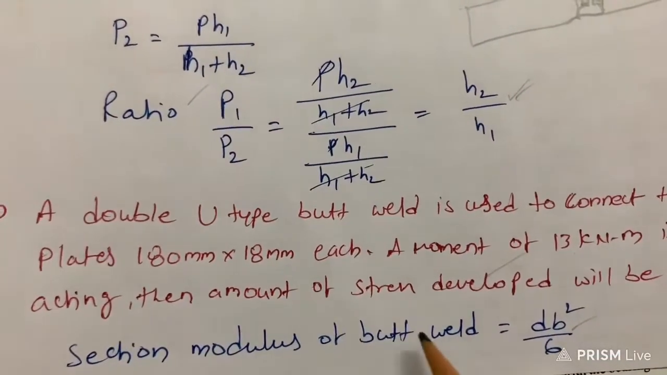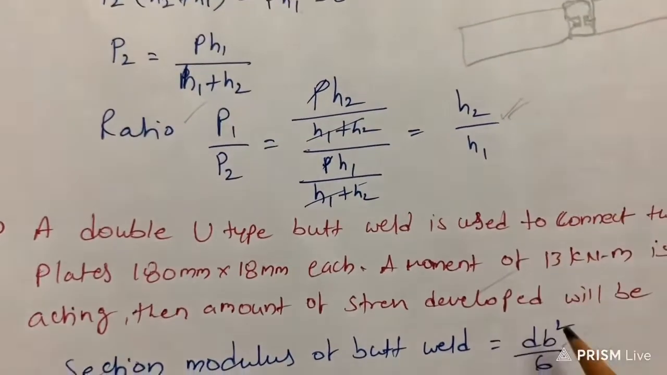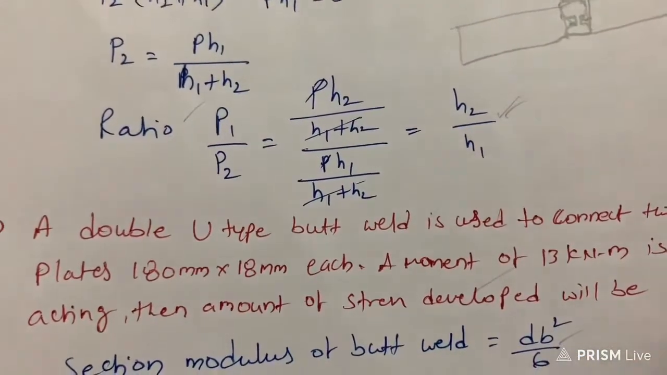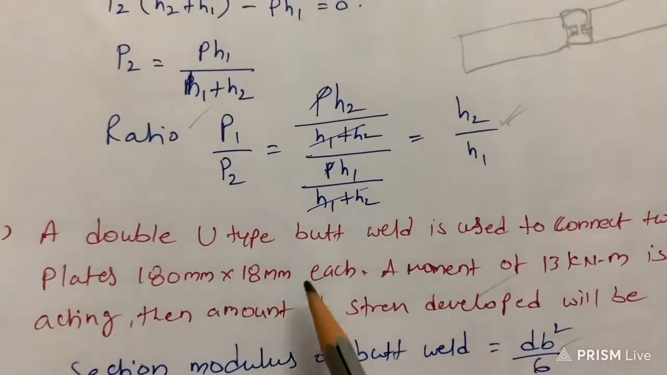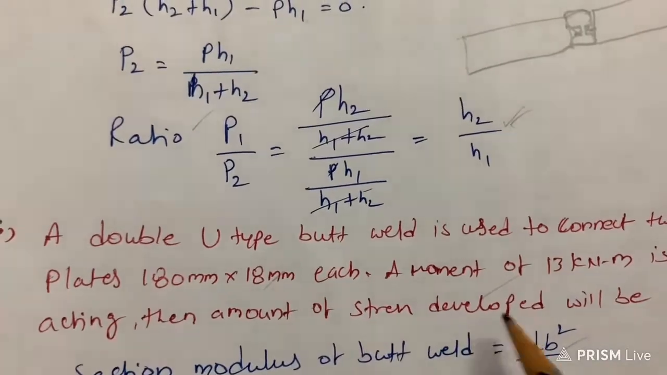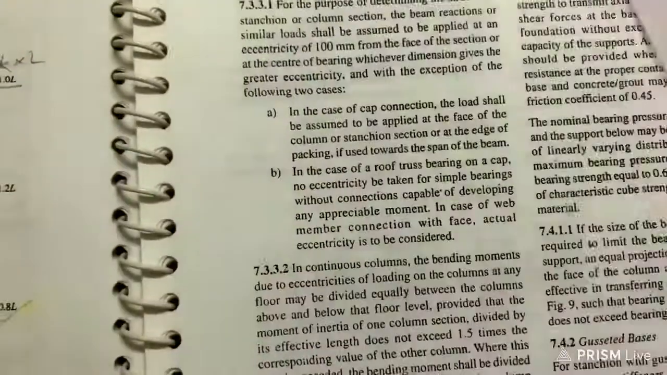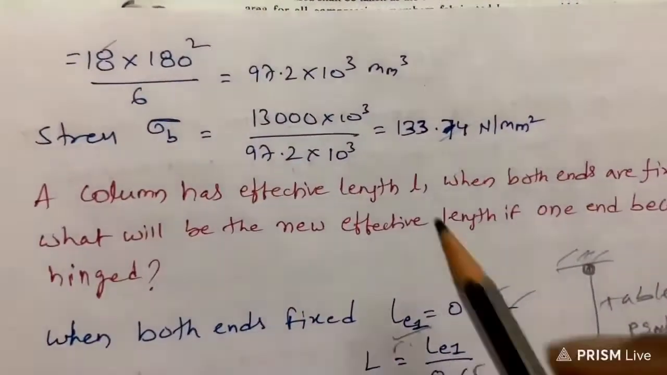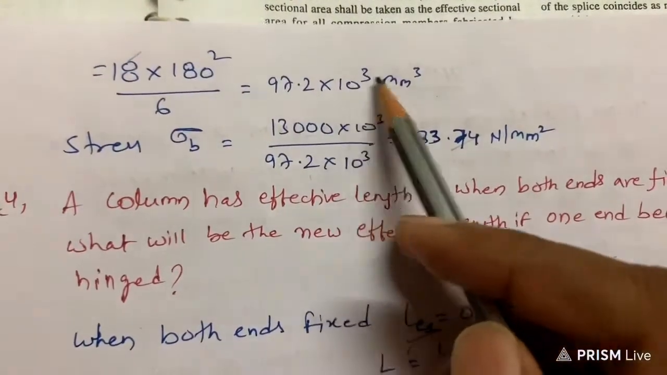Here, the section modulus of the butt weld, the formula for this is dB square by 6. So we know the d value. D is the thickness of this plate and B is the width of this plate. I substituted those values in the equation. So I got 97.2 into 10 power 3 mm cube.